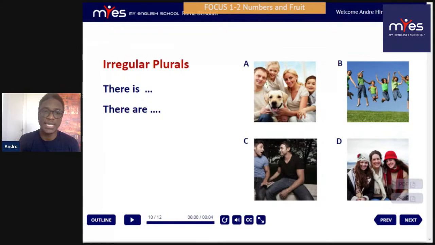Let's look at picture C. One, two. Who are they? Are they people? Are they men? Are they women? Picture C. If you guessed, you're correct. There are two men. So remember, singular man, but plural men. There are two men. Good. And not men's. No, not men's. Men. No S. Men is an irregular plural.